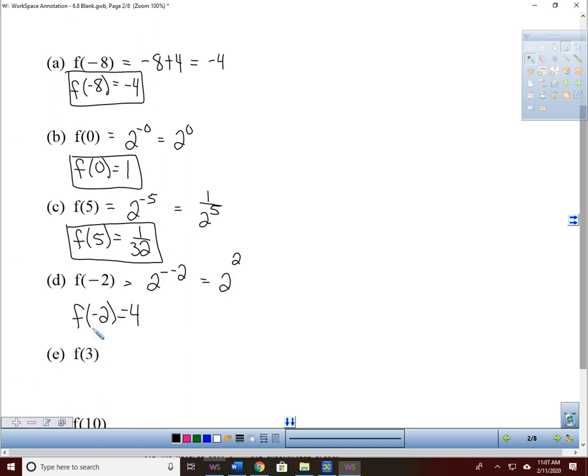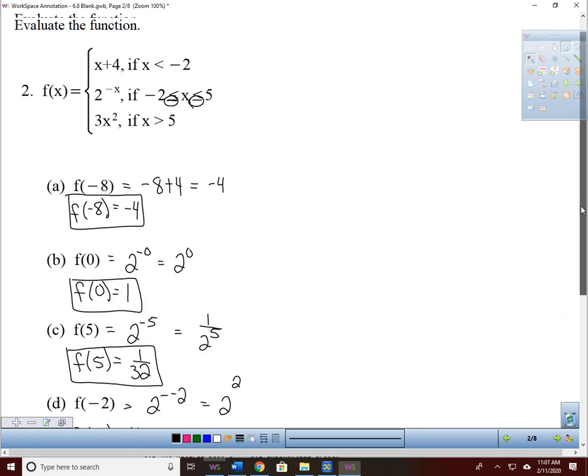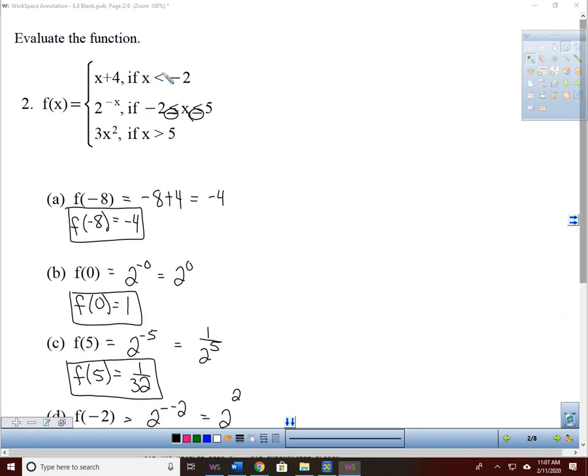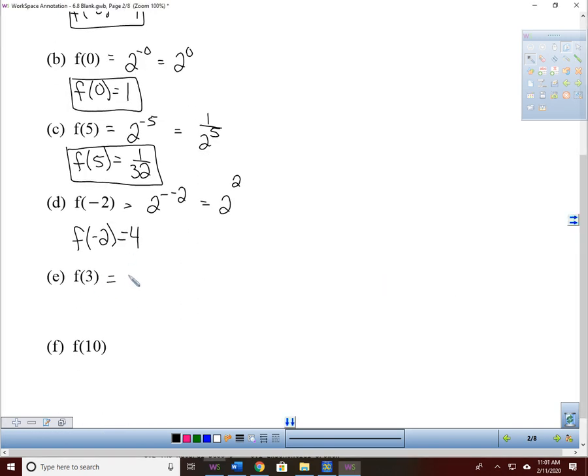Oh, we have 2 more. All right, so I look at 3. Well, is 3 less than -2? No. Is 3 between -2 and 5? Yes, it is. So I'm going to plug in 3 for x. So that gives me 2 to the -3, which would be the same thing as 1 over 2 to the +3, or if you so choose, your calculator will tell you that's 1 over 8.